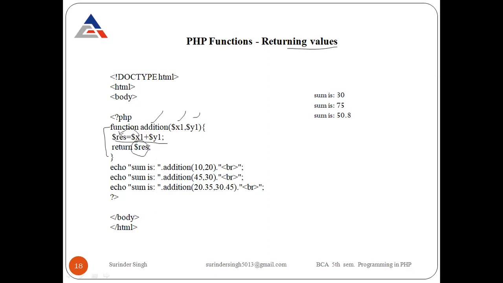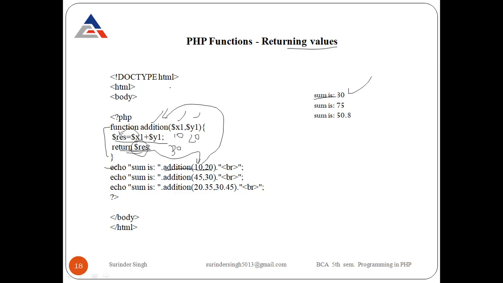Now in the printing statement we are calling this function. Here we are writing "sum is", and this is the function call addition(10, 20). This will pass the control to the function definition. 10 will be assigned to x1 and 20 will be assigned to y1, and we are adding 10 and 20. It will store 30 in the result variable, and this is the return statement, and it will return the control to where it is called. Okay, and it will print 30.